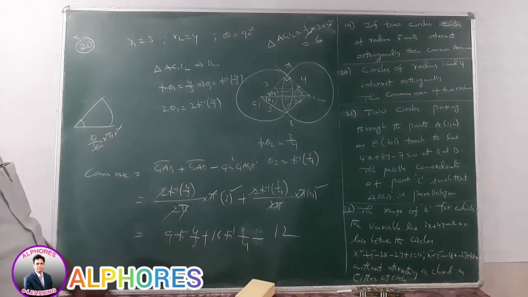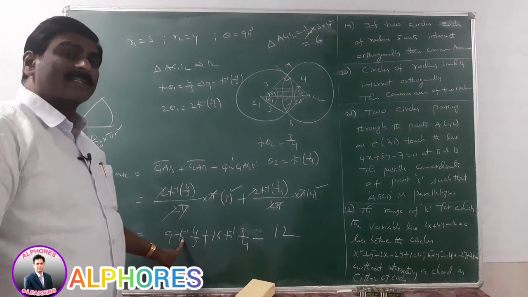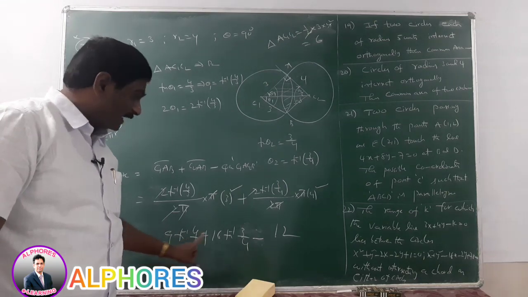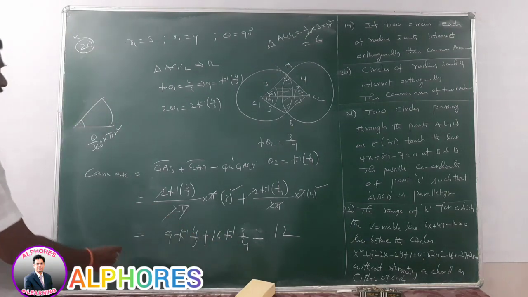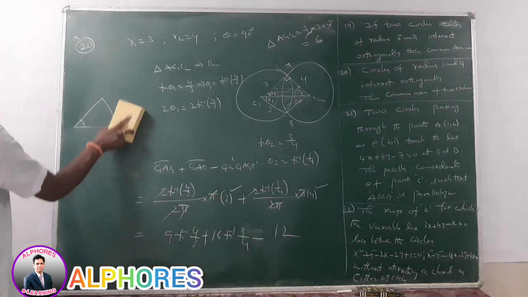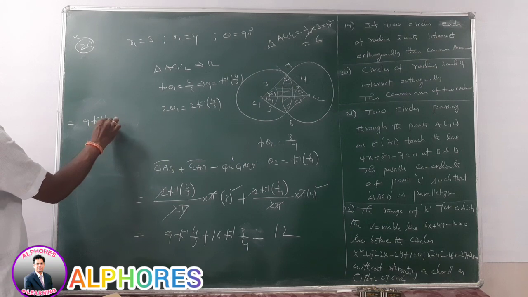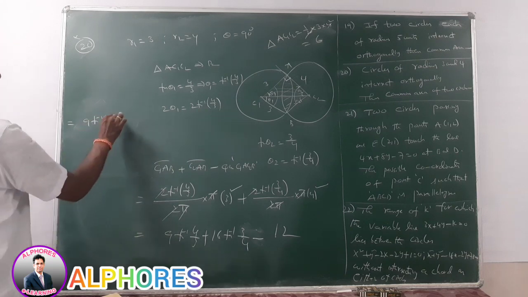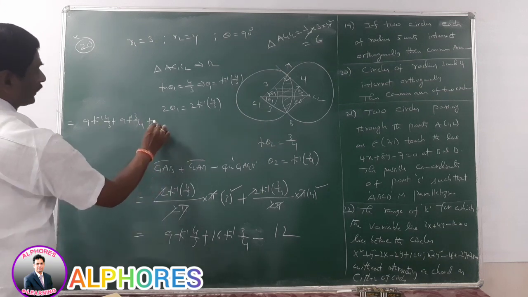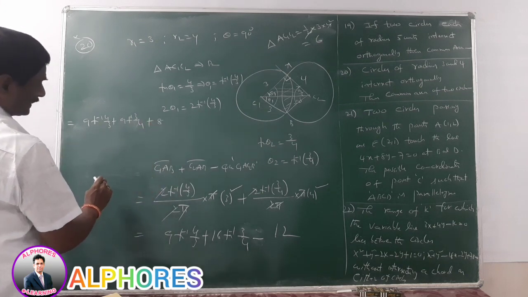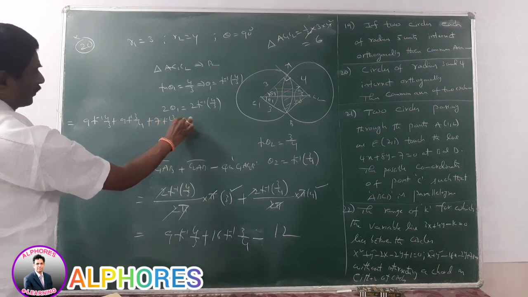After simplification, it can be reduced into, suppose tan inverse x plus tan inverse y is equal to pi by 2 when xy is equal to 1. So this can be reduced in this way. After simplification, it can be reduced into 9 tan inverse 4 by 3 plus 9 tan inverse 3 by 4 plus 16 means 7, 7 tan inverse 3 by 4 minus 12.